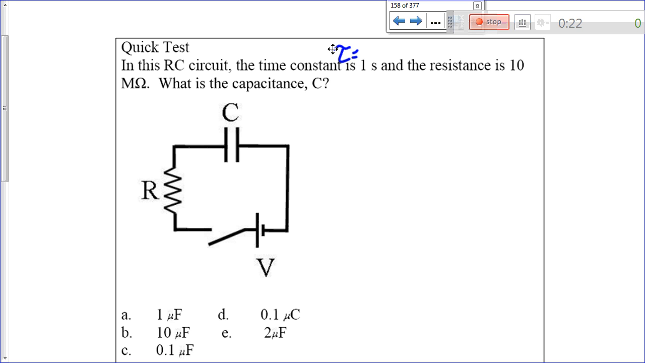All right. So here, what is the capacitance C? 1 second is the time constant. I have 10 mega ohms as the resistance. What is C? Watch your units too. Notice the units here are mixed up.